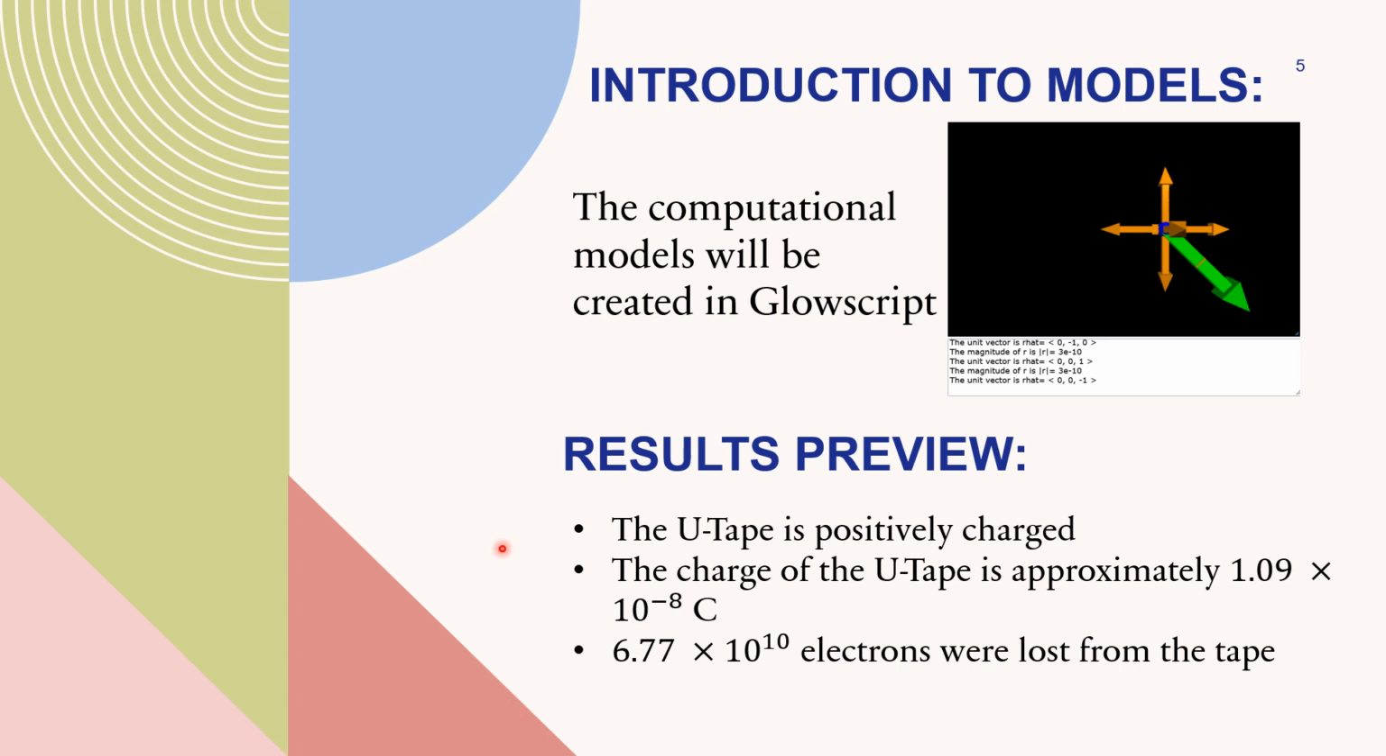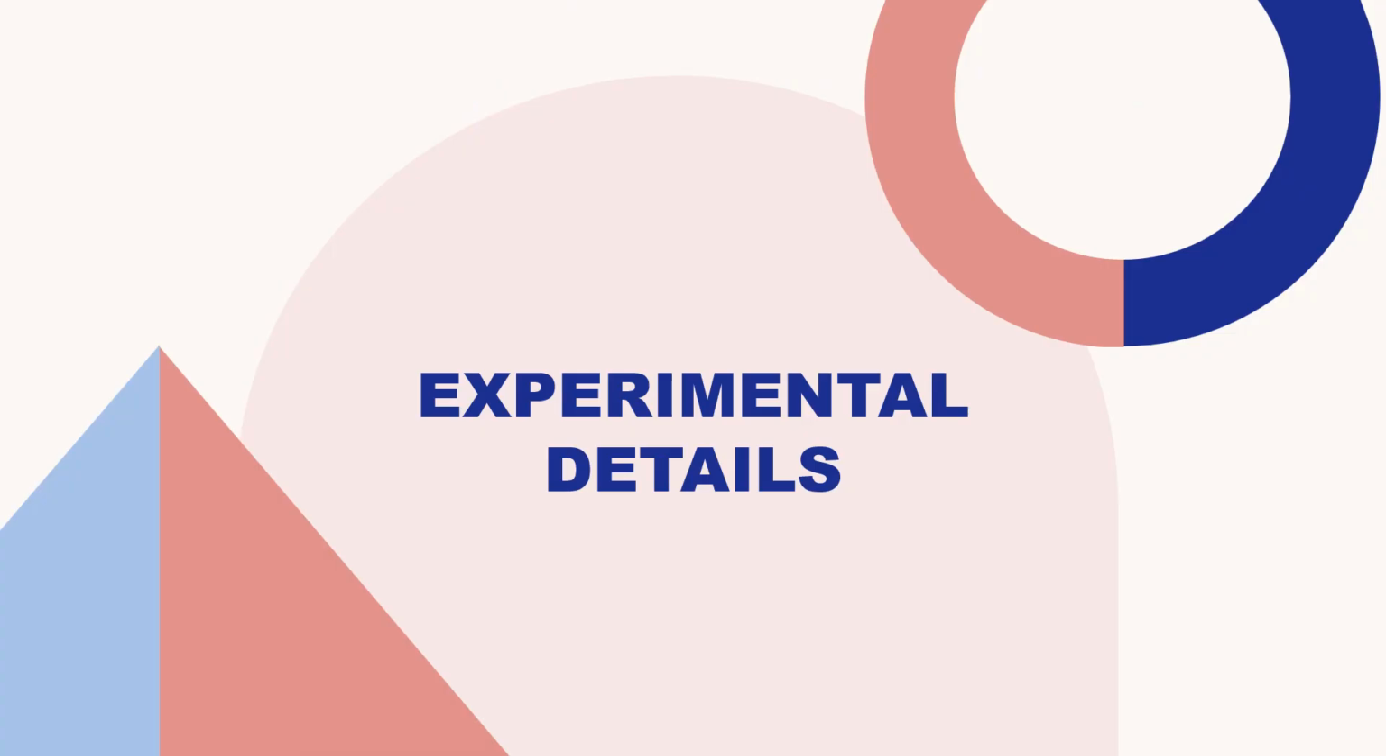Some results for this experiment are that the U-tape will be found to be positively charged, with a charge of approximately 1.09 times 10 to the negative 8th coulombs, and approximately 6.77 times 10 to the 10th electrons are estimated to have been lost from the tape.